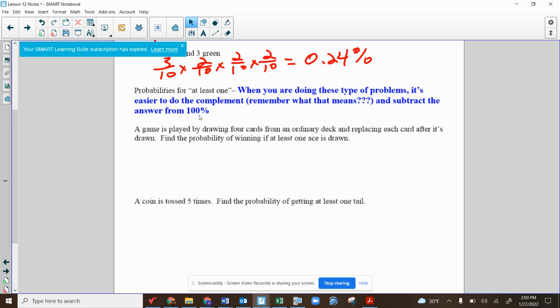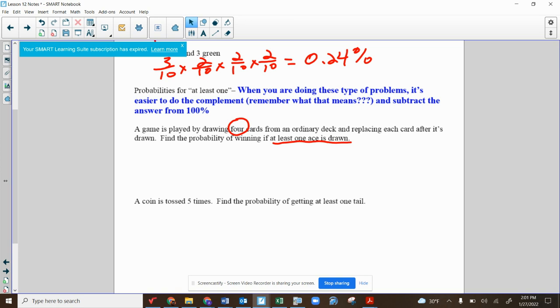All right, the game is played by drawing 4 cards from an ordinary deck and replacing each card after it's drawn. Find the probability of winning if at least one ace is drawn. So if I'm drawing 4 cards, that means I would need to do the probability of getting 1 ace, 2 aces, 3 aces, or 4 aces. Well, that's doing the problem 4 times and then adding all those answers together. That's kind of a pain.